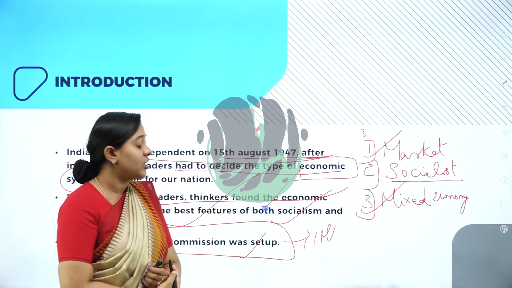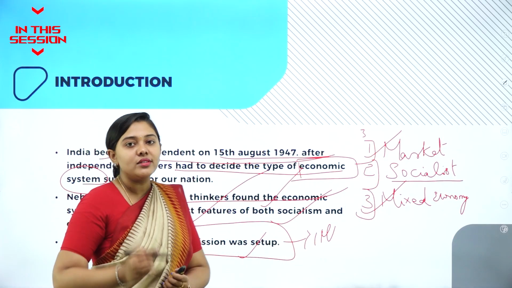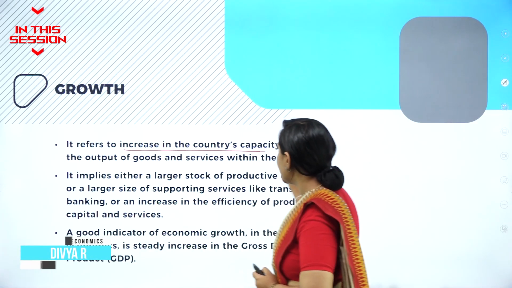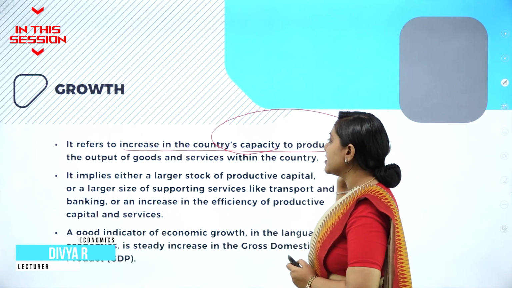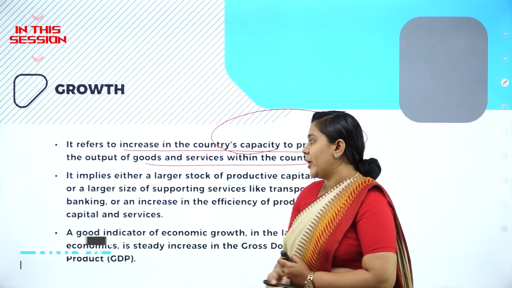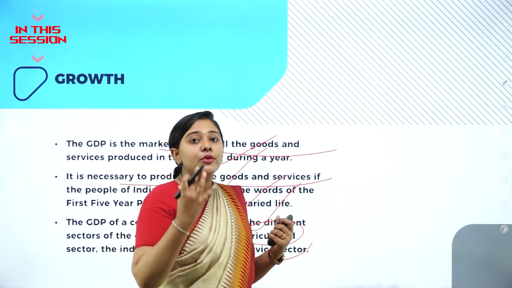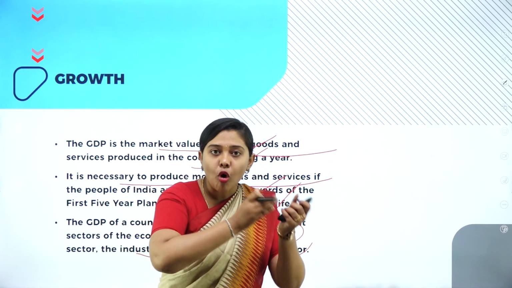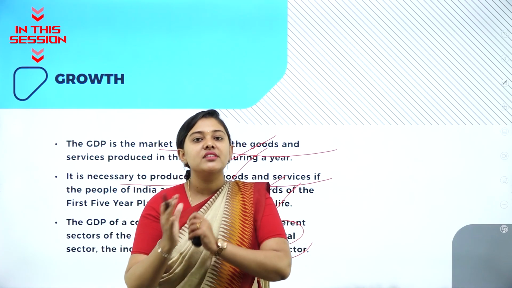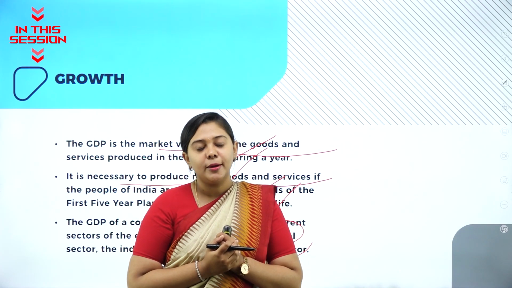When was the Planning Commission set up? It was in 1950. It refers to an increase in the country's capacity to produce output of goods and services within the country. It is nothing but the sum total of money that you receive from all three sectors together within a year, represented as gross domestic product.